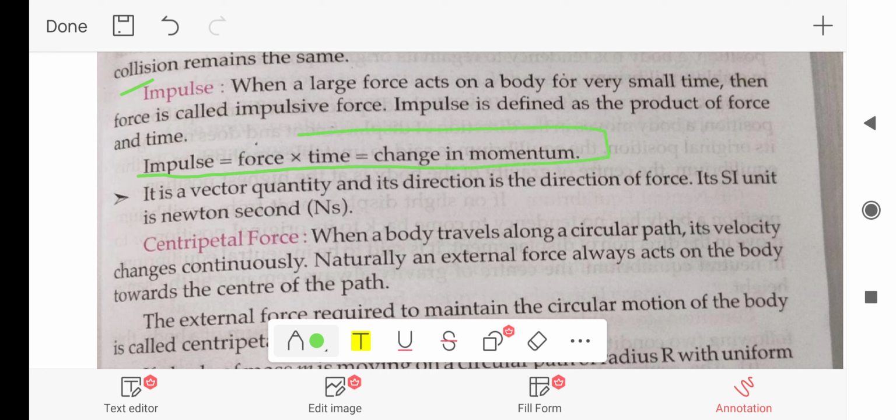Impulse is equal to change in momentum. It is a vector quantity, that is, impulse is a vector quantity and its direction is the direction of force. Its SI unit is Newton second.